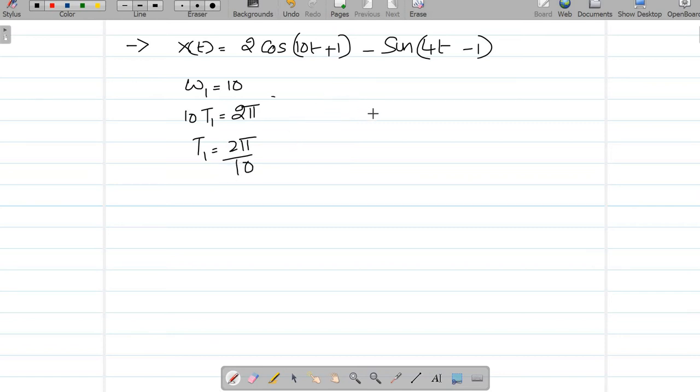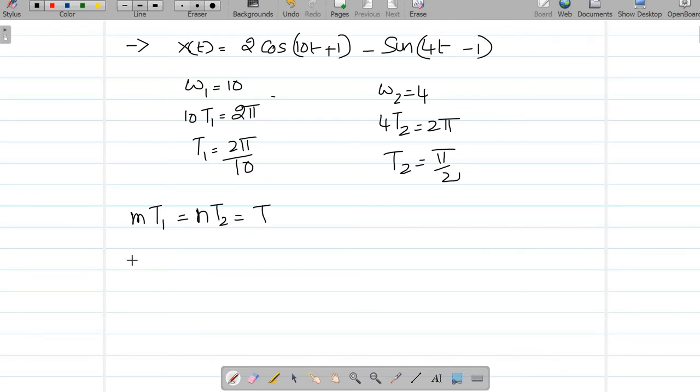What about the other one? It is omega 2 is equal to 4 rad per second. So 4 times t2 is equal to 2 pi. So therefore t2 is equal to pi by 2. So we are having m times t1, so this condition will have to be satisfied. m times t1 should be equal to n times t2, that is, m and n should be integers.